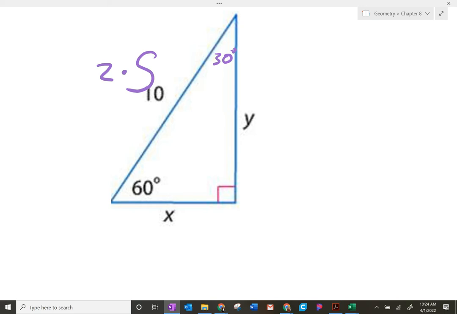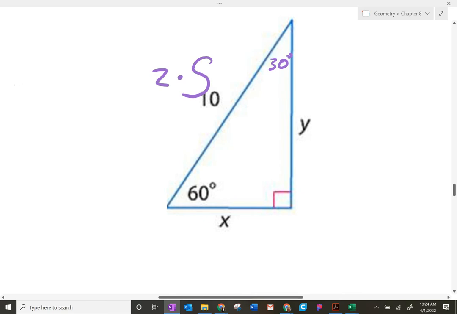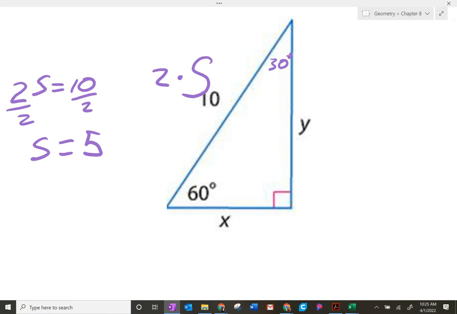What's that? Yeah, if I wanted to do algebra, I could say 2S equals 10. How do I get S by itself? Divide both sides by 2, which tells me that S is going to equal 5. Okay, of these sides, which one is going to be the 5? The X or the Y?